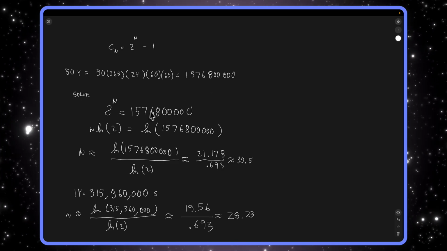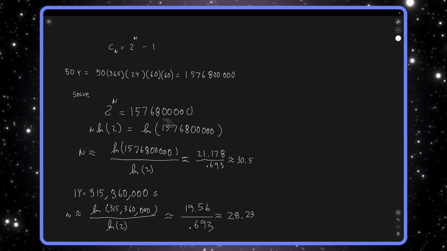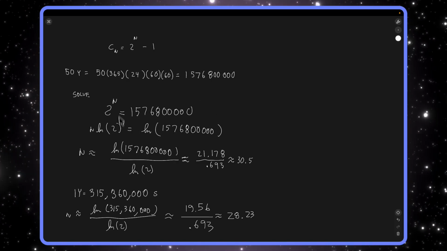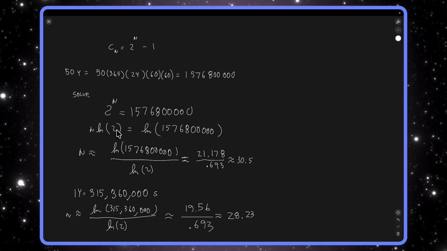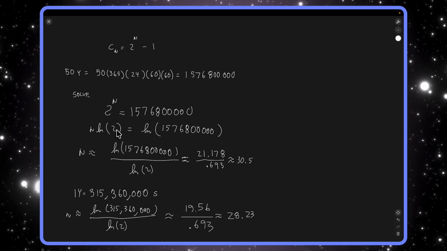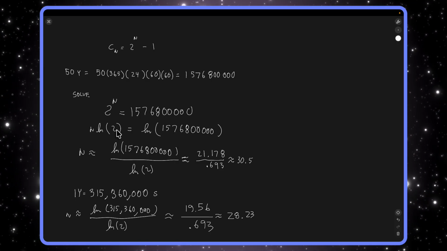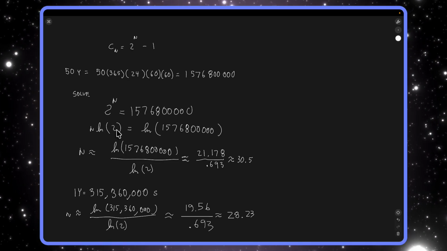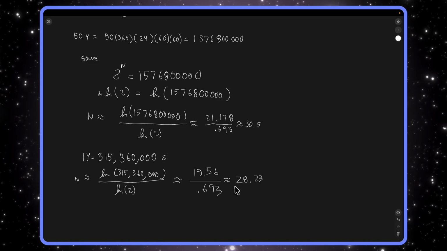So you want to solve basically 2 to the n equals this number, I guess minus 1 or something, right? And then to do that, you can take the logarithm of both sides, base 2, use the rules of logarithms, and eventually you come up with 30.5. So in 50 years, you could solve a puzzle that had like 30 disks. But what's odd is that in 1 year, you could solve a puzzle that had approximately 28 pieces.